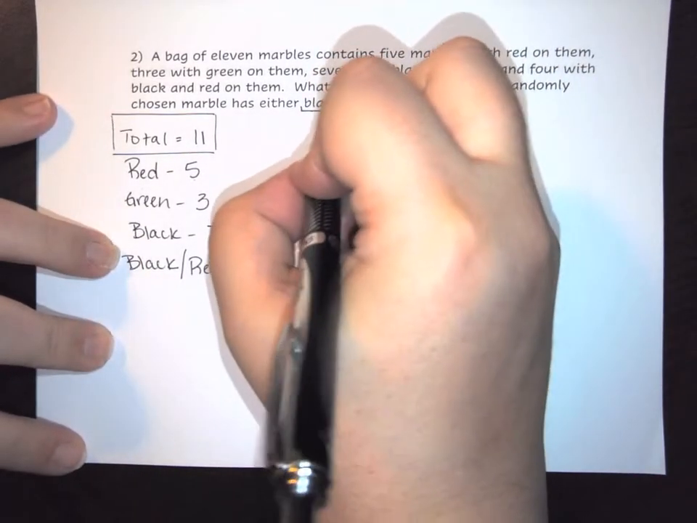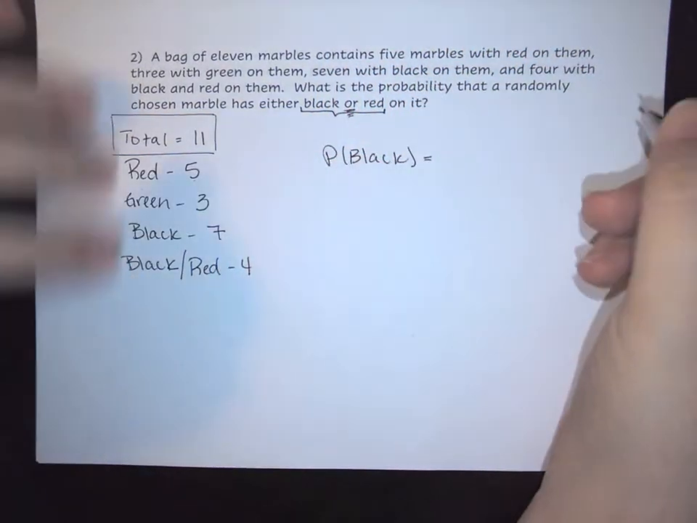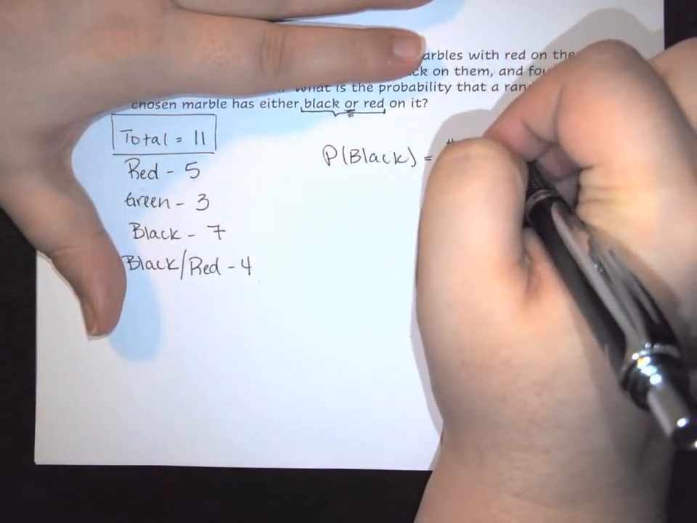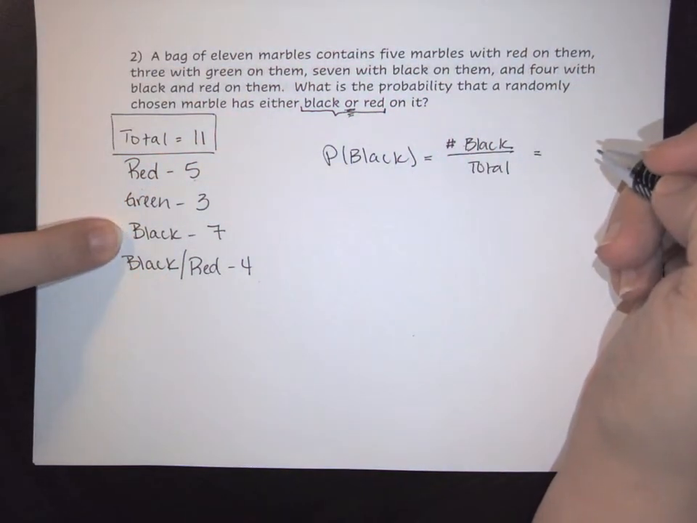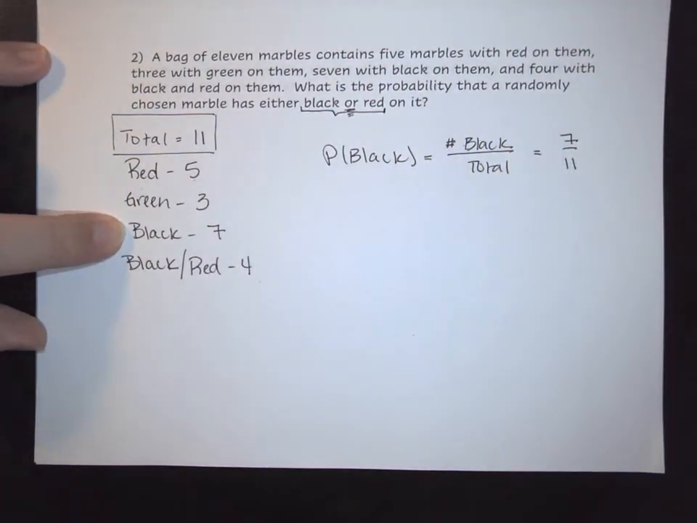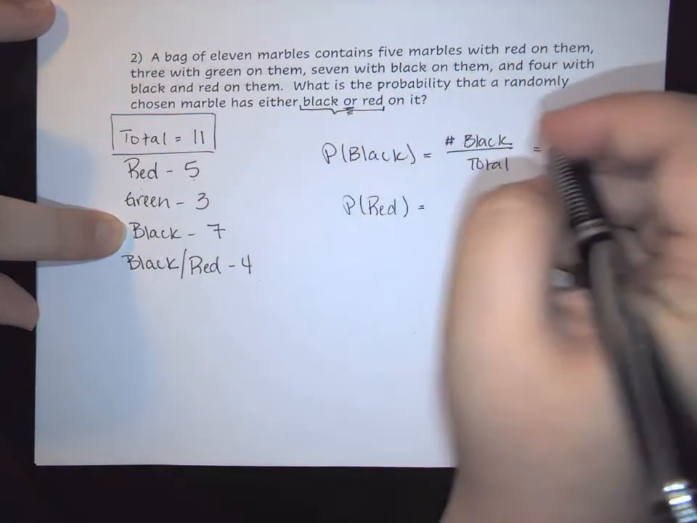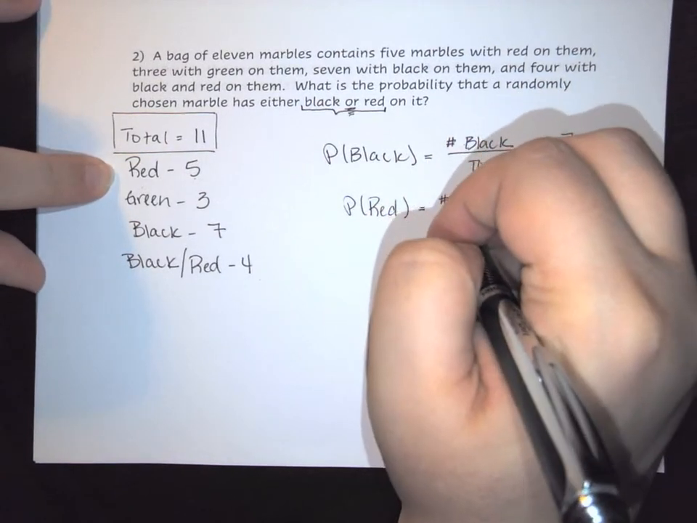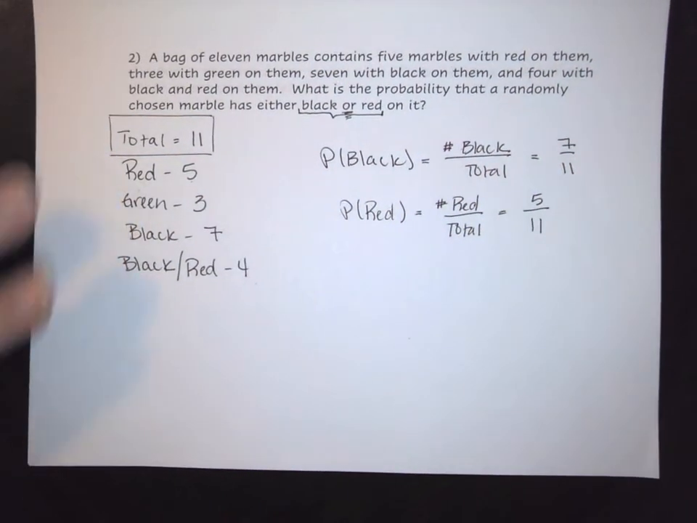So first we have to look at the probability of getting a black. And that is going to be the number with black on them over the total. So here, the number that has black on them is going to be 7. So this is 7 over 11. Now I have to look at the probability of getting a red. So this is again going to be the number of red over the total. Well, I have 5 of them with red on it and 11 total in my bag.